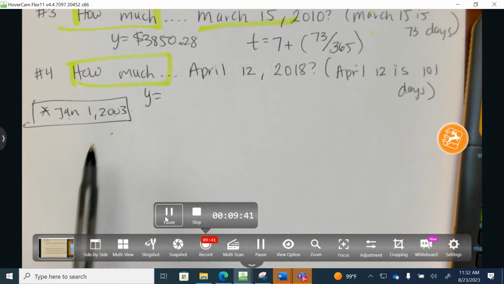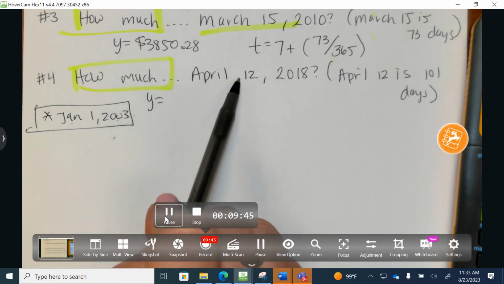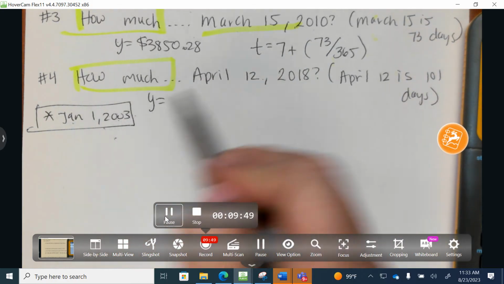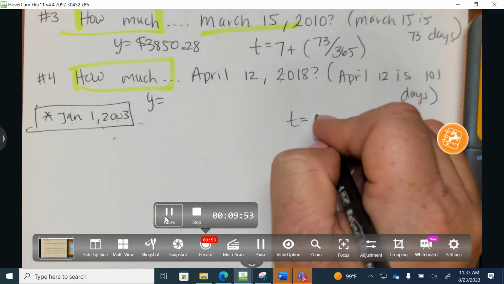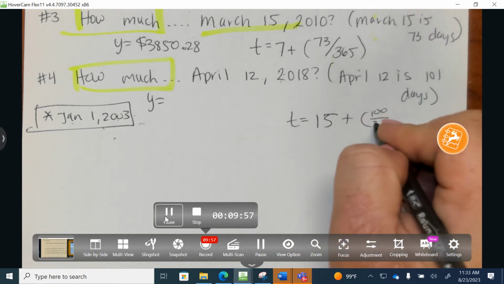My very last one, again, how much? I'm looking for a Y value. Now, it tells me that April 2nd is 101 days in. What's the difference from 2003 to 2008? That's a difference of, anybody? 15. Plus we have these additional leftover days.